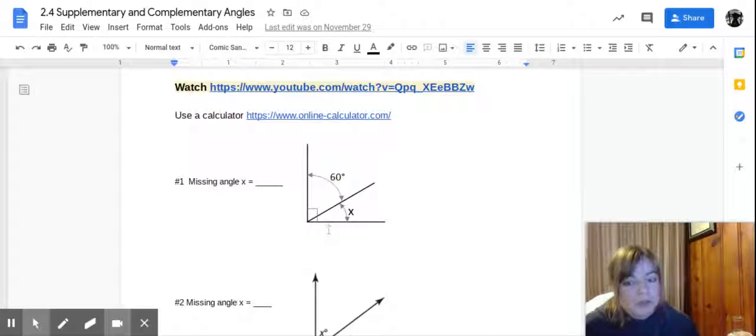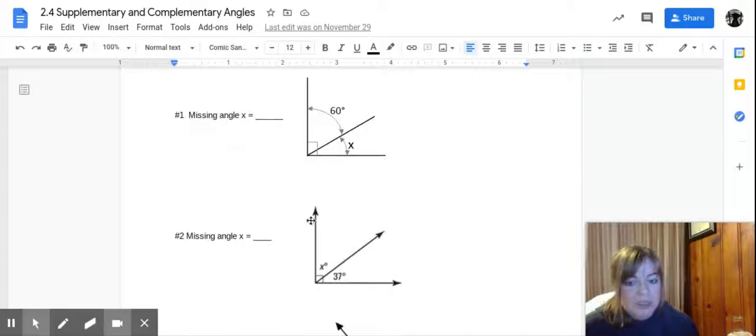So here on this page, it's quite easy. If you see a corner, you're going to go 90 minus 60. Okay, the total is 90. 90 minus 60, there's your answer. Here, 37 is what we have. We're missing D. Again, we are in this corner. So in order to find a missing piece, you take the total, 90 minus 37, there's your missing piece.